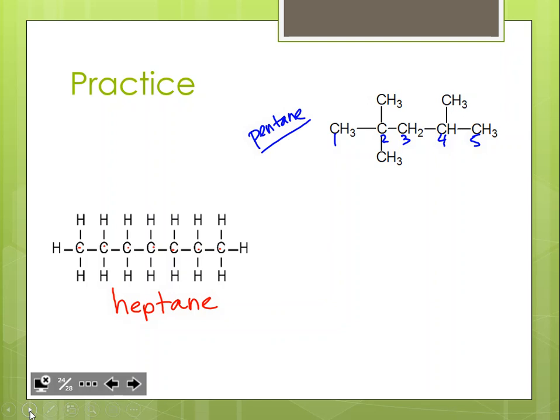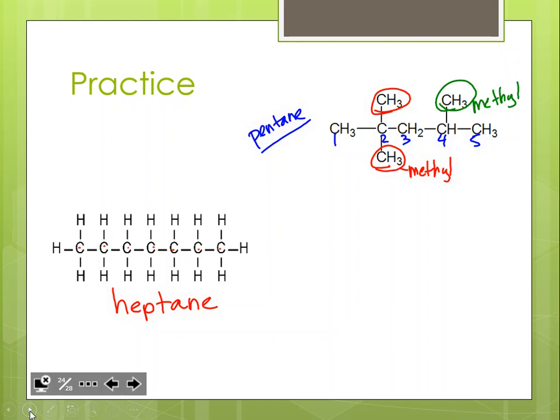Where is the first set of substituent groups? Where do they branch off of? Number 2. Good. And let's look at them. I have a CH3 and a CH3. What kind of groups are those CH3s? They're methyl groups, so this is methyl. Are there any other branches off of here? Yes, there's one off of the 4, so let's look at that one. The one off of the 4, there's also a CH3, so that's also a methyl. So that means we have 3 methyls here. Fun.